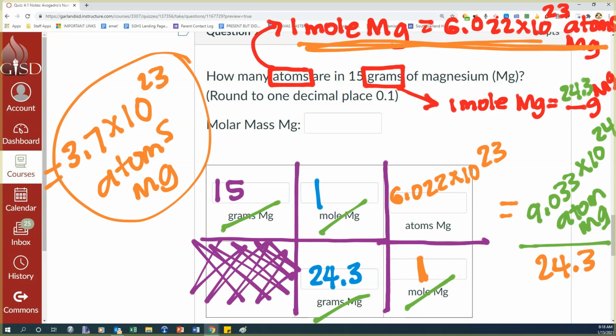So again, guys, the more conversion factors you have, you just keep on adding more boxes. Just keep on adding more boxes, the more conversion factors you have. Okay? So this 9.033 times 10 to the 24th over 24.3 equals 3.7 times 10 to the 23rd. All right. Any questions on this one?